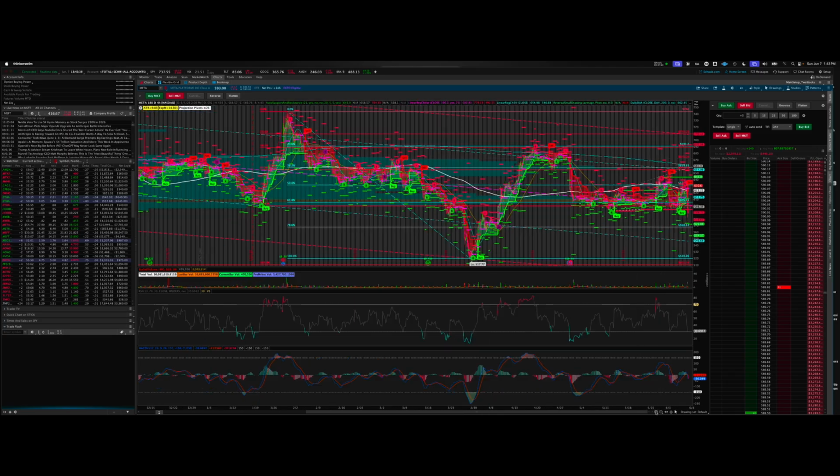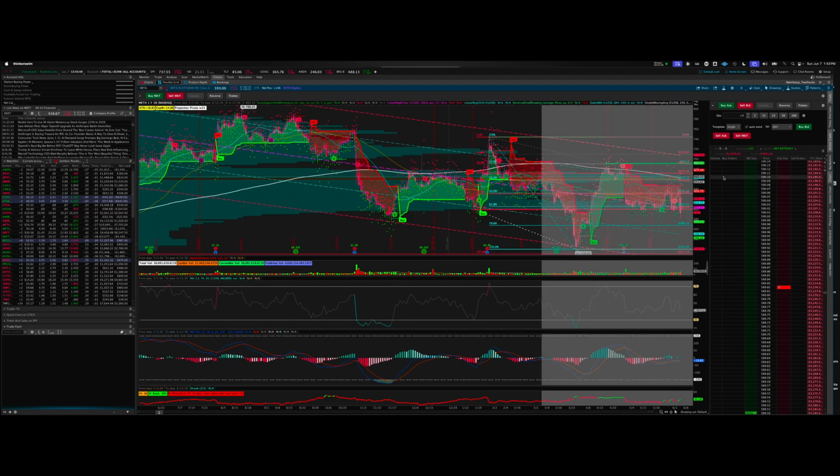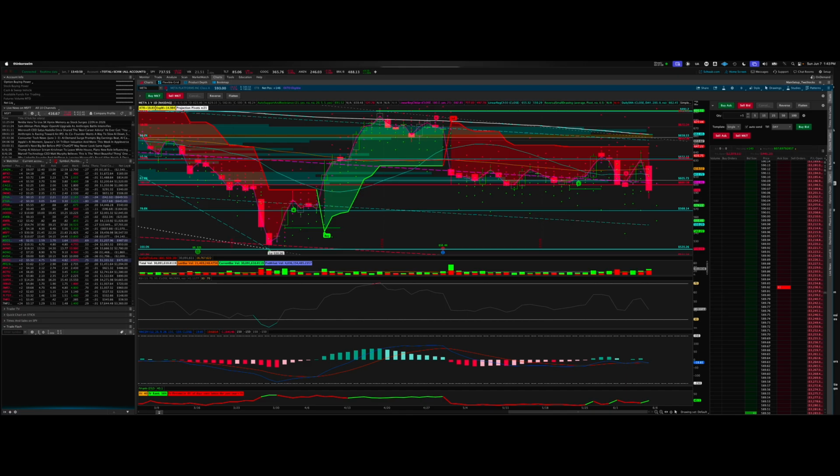In fact, you can almost see these as pullback times. The 200 SMA is slowly catching up. Let me go to a daily on this. It's starting to flatten out here a bit, so this isn't a problem for me personally. Again, not financial advice.